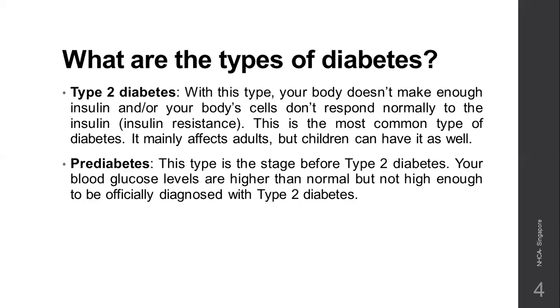With pre-diabetes, this is a stage before type 2 diabetes. Your blood glucose levels are higher than normal, but not high enough to be officially diagnosed with type 2 diabetes. Okay, it's like borderline. Okay, here, if you make some lifestyle changes and you try to control your blood sugar levels, you will not get diabetes. Okay, so that is the pre-diabetes stage.